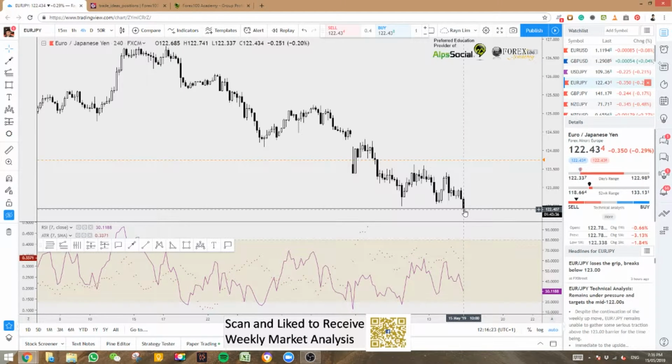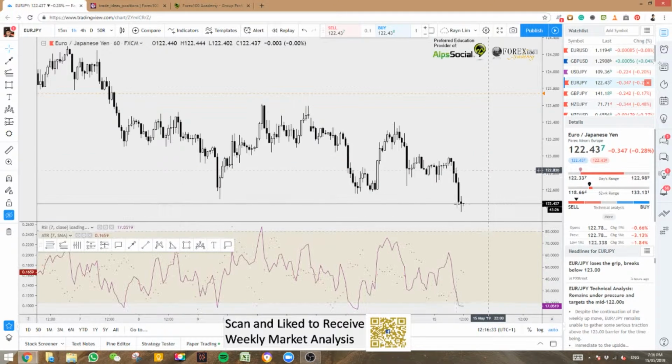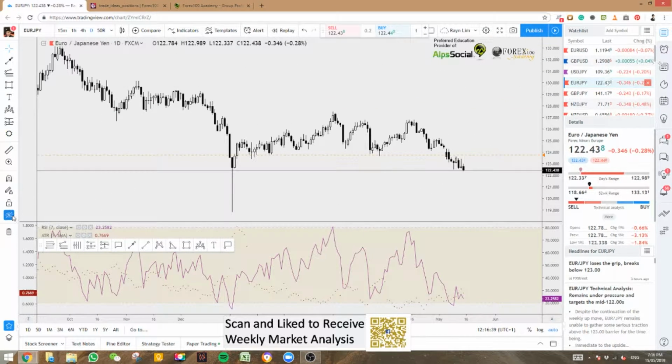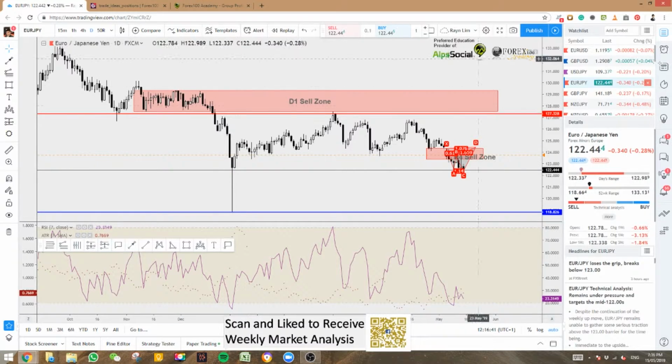This candle will close about 9 p.m. Yep, 9 p.m. Singapore time. If it closes below, then this will be my new sell zone. I'm waiting for a retracement to short it. Alright, so this is on the 1-hour chart. I believe there's some harmonic pattern. Let's take a look at the daily chart. This is the sell zone.